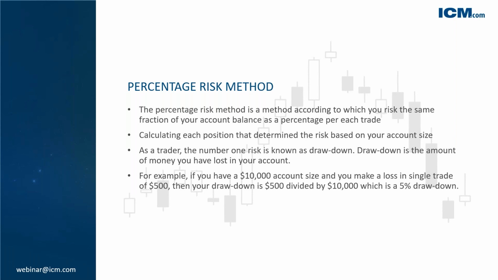So calculating each position determines the risk based on the account size. If the account size is $10,000 and you're ready to take a loss of $500 in a single trade, then your drawdown is $500 from $10,000, which gives you a 5% drawdown. As a trader, a number one risk is known as the drawdown.